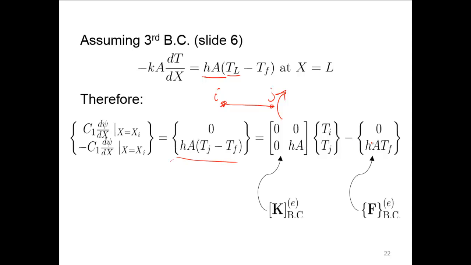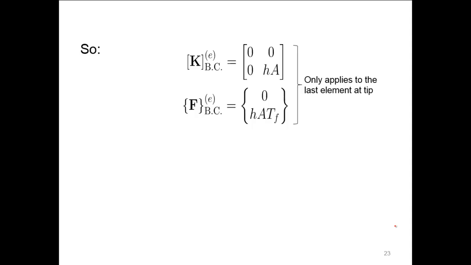So there's the boundary condition for the convection matrix, and then a force function because of the temperature in the fluid. Both of those only apply to the last element at the tip because that's where that shows up. We have the convection from the tip.